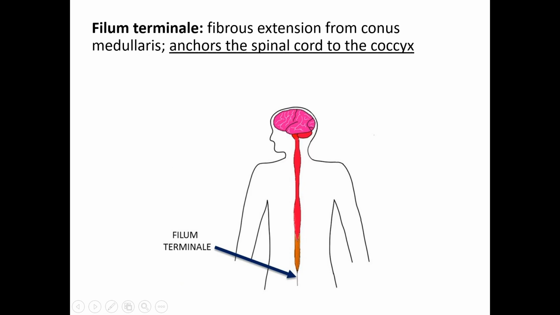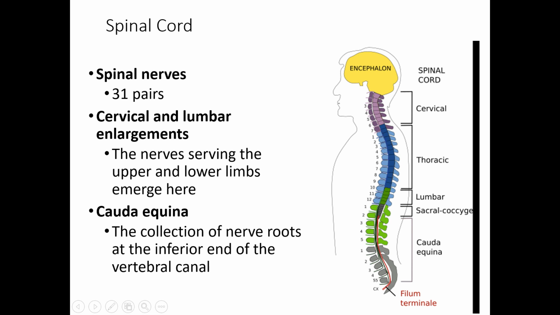How does the spinal cord end? With a connective tissue extension called filum terminale. It connects the spinal cord to the coccyx to keep it in place. The spinal cord gives rise to spinal nerves. 31 pairs of spinal nerves originate from the spinal cord on the left and right sides of it, and they go to the neck, to the arms, to the body, and to the legs.